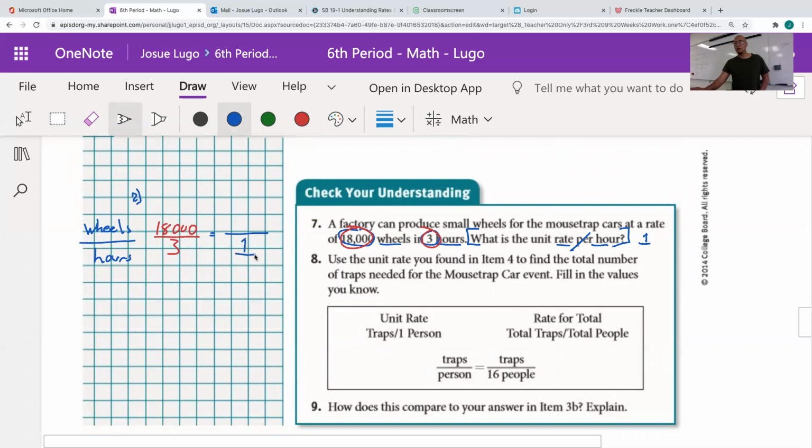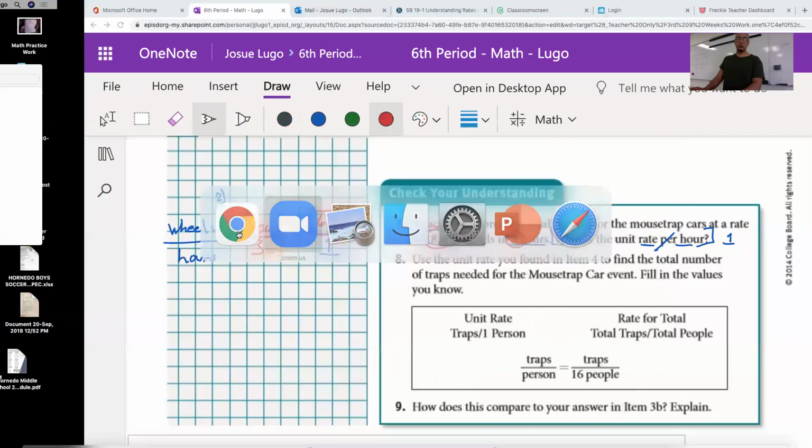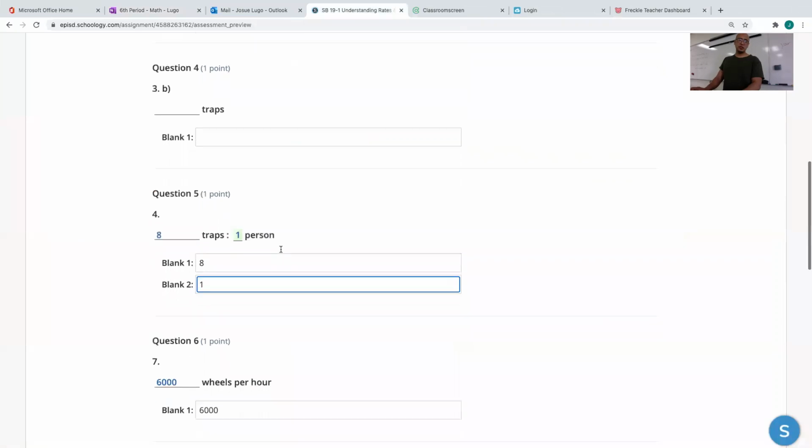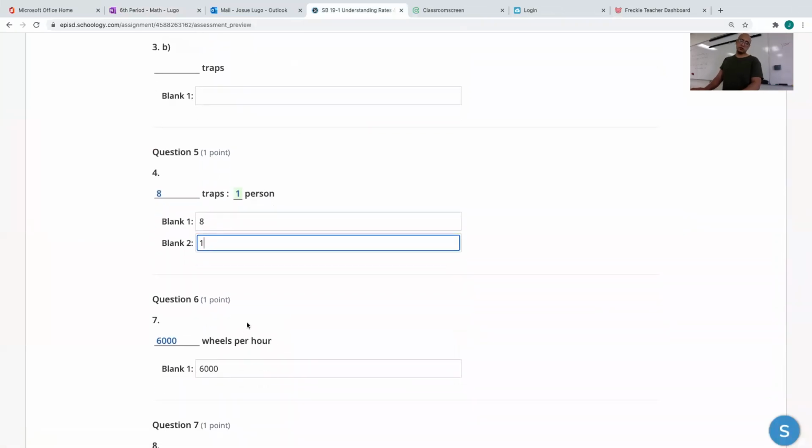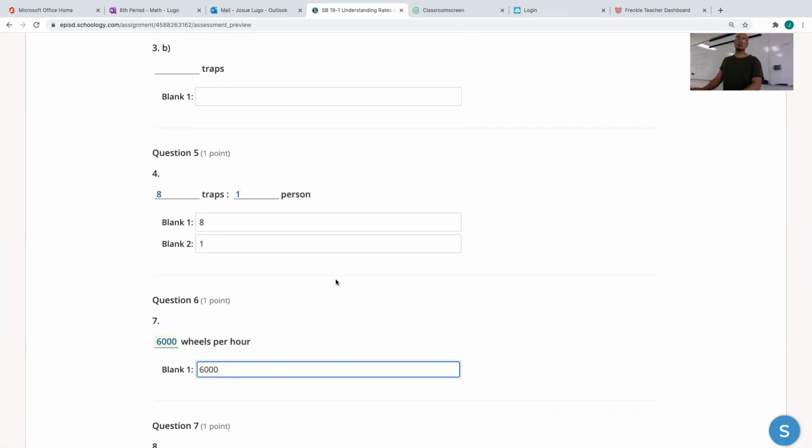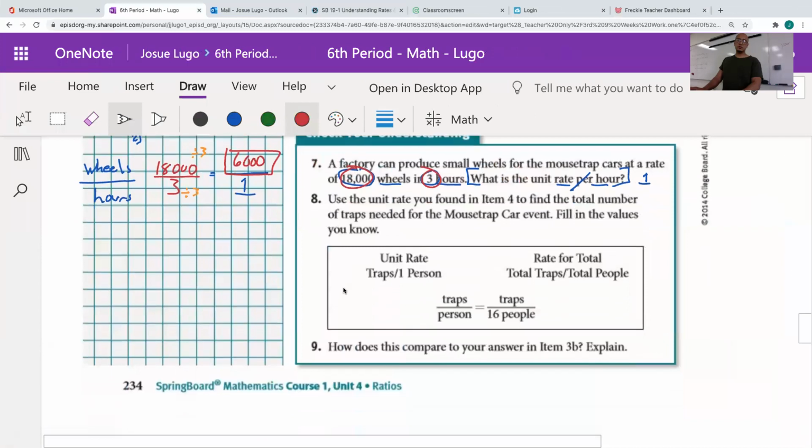1 hour, that's going to go in the denominator. And again, what do I have to do to the 3 to become a 1? Well, 3 divided by 3 is going to be 1. So I have to divide 18,000 by 3. When you divide 18,000 by 3, you get 6,000 wheels per hour, which on Schoology, you're going to find that you just have to write the 6,000 because it already has the wheels per hour, and then the 1 hour is right there. So 6,000 would be your answer. Not too bad.